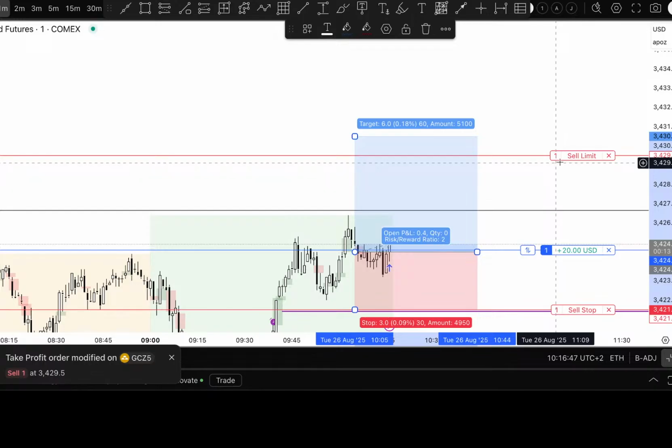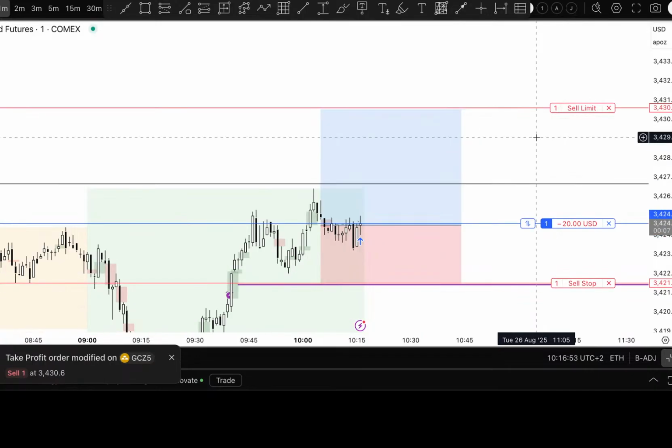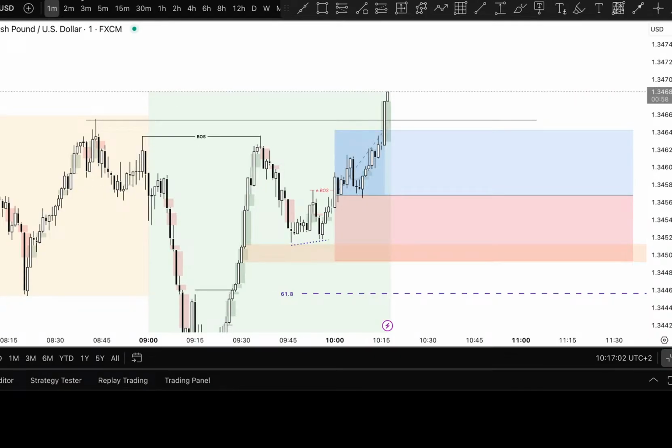This would be my target. And if the price wants to go up, it can go up. USD shooting up. GBPUSD went down. Beautiful. Now the price has moved.